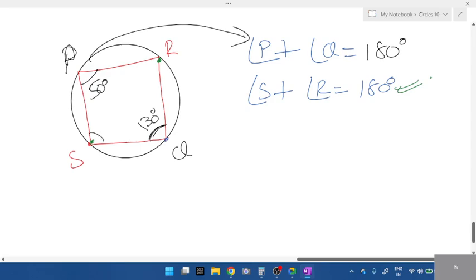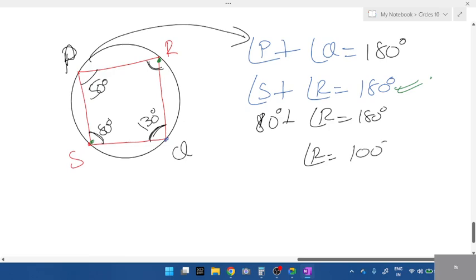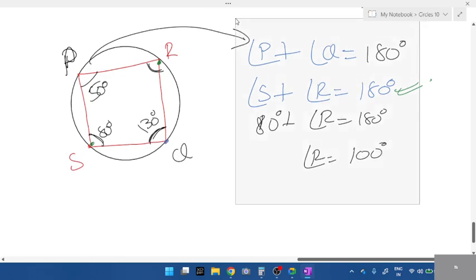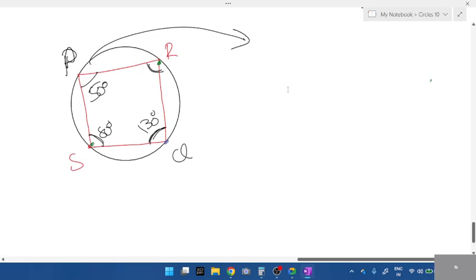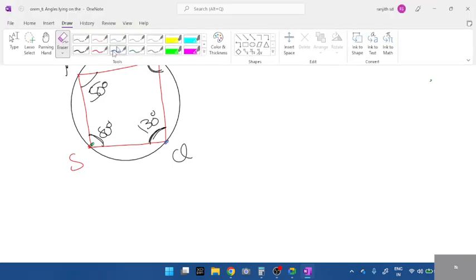Okay, next. If angle S is 80 degrees, what is angle R, students? Very good. Angle S plus angle R is 180. Angle S, 80 degrees, plus angle R is 180. 80 goes to the other side. R is equal to 180 minus 80, which is how much? 100. And what about exterior angle? Did I explain? Exterior angle of a cyclic quadrilateral is equal to the interior opposite angle.